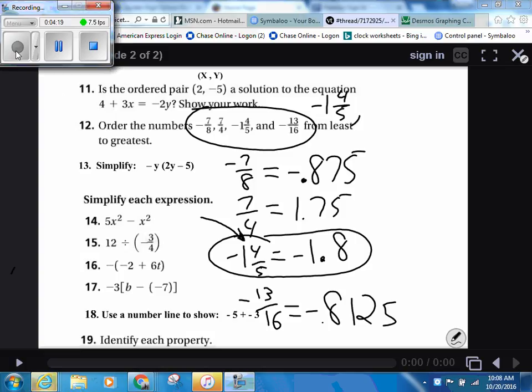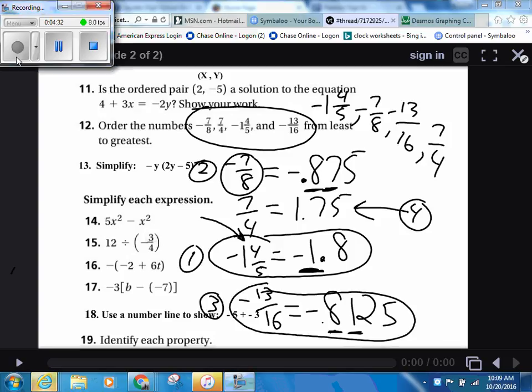The smallest number is -1 4/5, because we have -1.8. Our next smallest number is, there you go, change all your fractions to a decimal and find out which one is the smallest, and then record it all the way to the biggest.